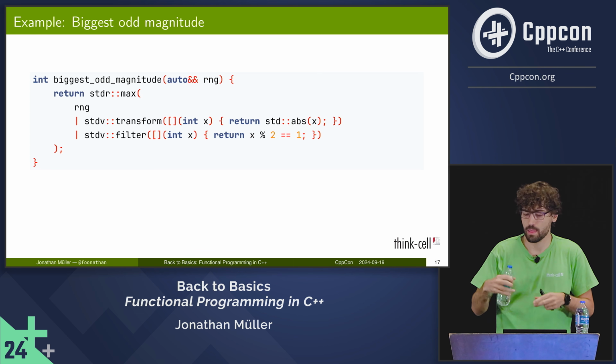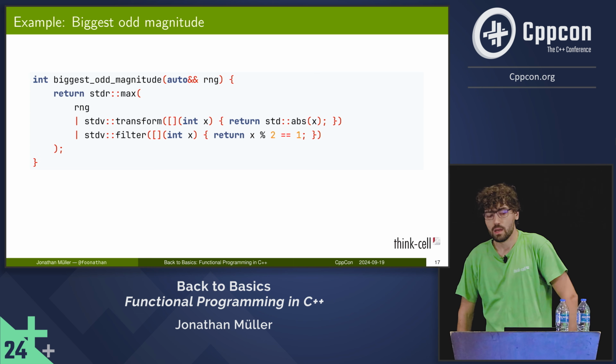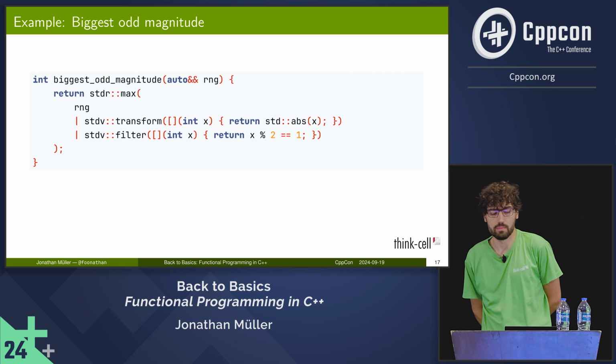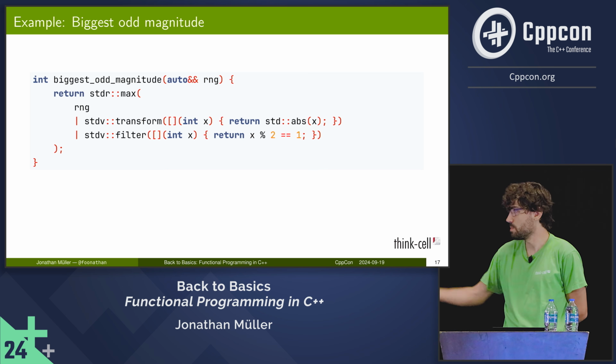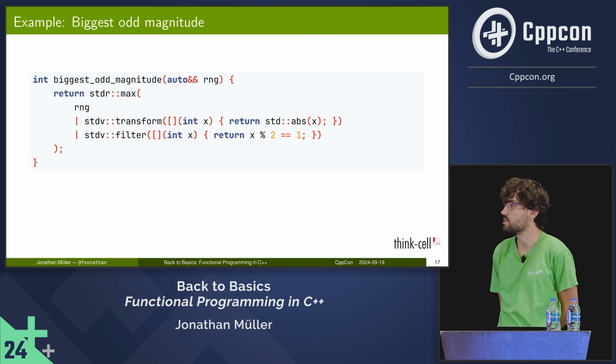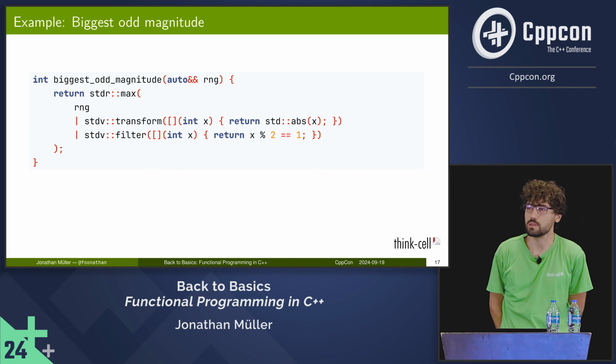Yes? Would it be faster to filter before you do the transform? Probably, yes. In this case, it doesn't matter because the oddness doesn't change before you do the transform, and then you skip the absolute. Yeah, probably good catch.